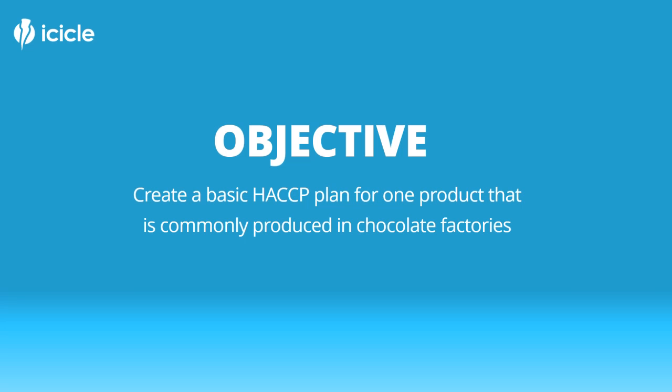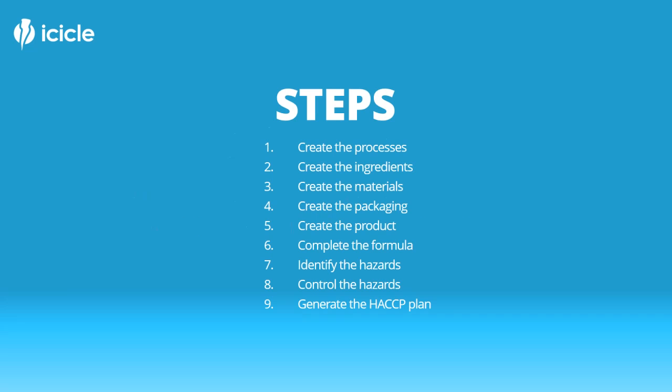So our objective today is really simple. We're going to create a basic HACCP plan for just one product that's commonly produced in most chocolate factories. In this demo today, we're going to create this HACCP plan going through 9 basic steps. It's actually possible to combine some of these steps, but for the sake of clarity, let's separate them and do each one individually.